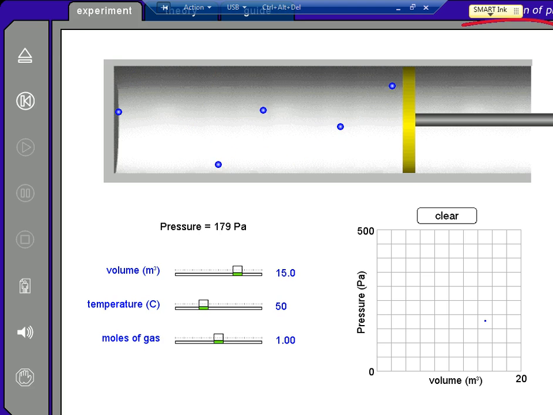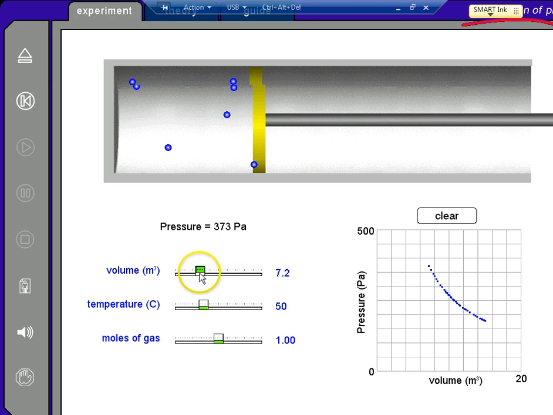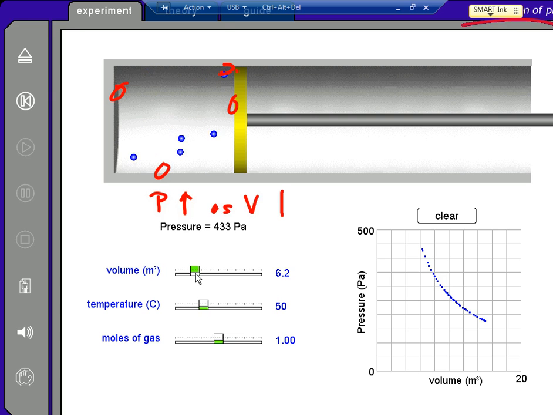So why would changing the volume change the pressure? Well, let's take a look and see what happens when you decrease the volume of the system. You can see that now these molecules are striking against the walls much more often than before, simply because there's less space. And that is exactly what Boyle's Law is about. The pressure will increase as the volume decreases.